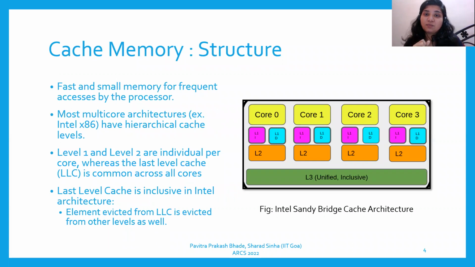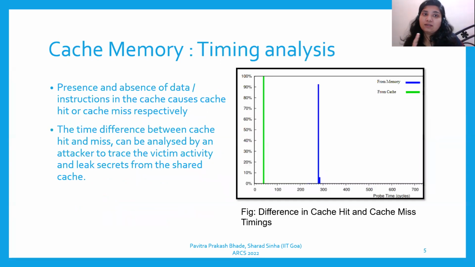So let us consider this cache memory structure. Here we can see that there are 4 cores in the processor, and each of these cores has individual level 1 and level 2 memory. But the last level, which is the third level, is shared across all the cores. So this shared memory can act as a problem to cause the attack when the victim and the attacker are on one of the individual cores. Another property which is exploited by the attacker is that a cache hit or a cache miss has different timings. So if data is present in the cache, the access is faster, and if it is not present in the cache, the access is slower. This time difference is exploited by the attacker to cause an attack.